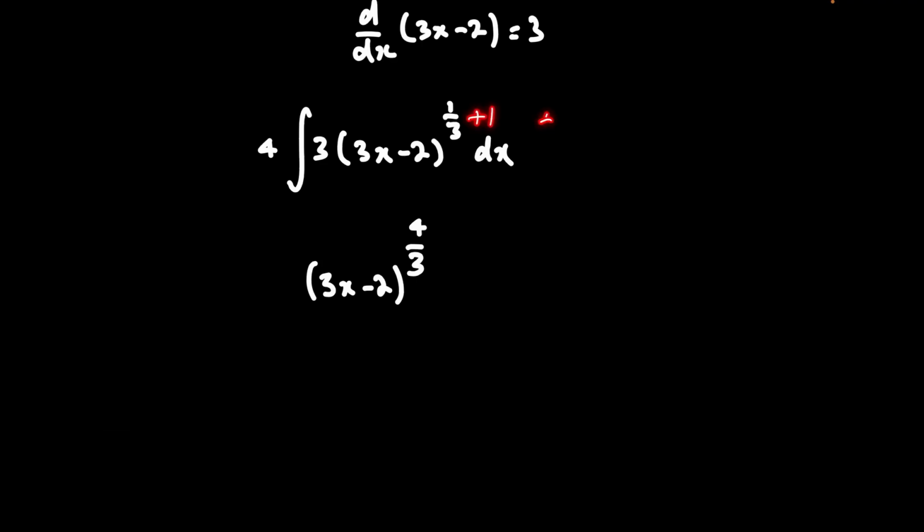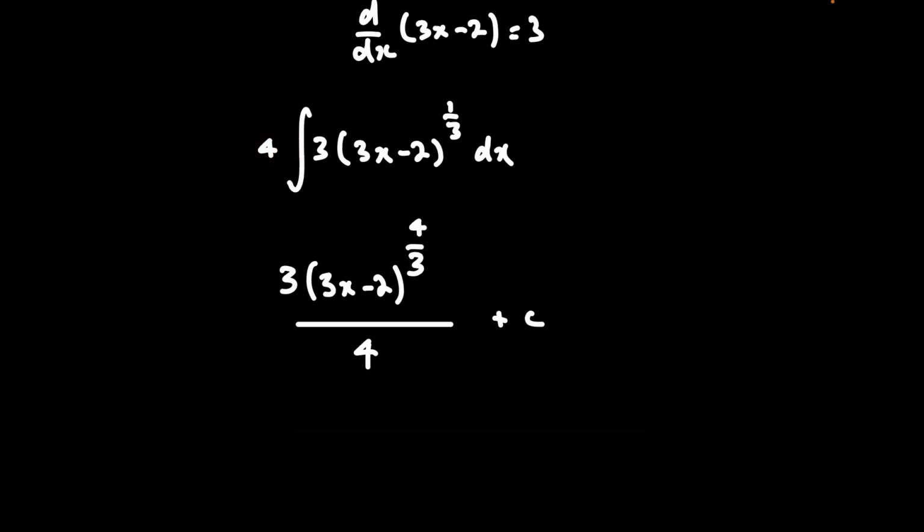That's the same as adding 3 over 3, divided by 4 over 3. And another way of saying dividing by 4 over 3 is the same as multiplying by 3 over 4. So I'm just going to say 3 on the top and 4 on the bottom, plus c. But do not forget, we have to times our entire integral by 4.